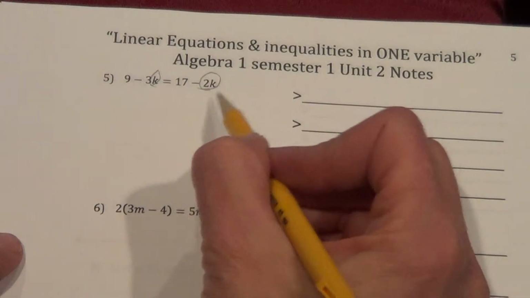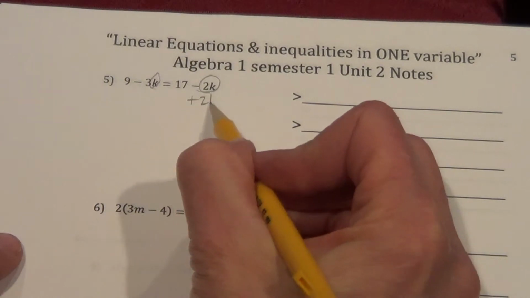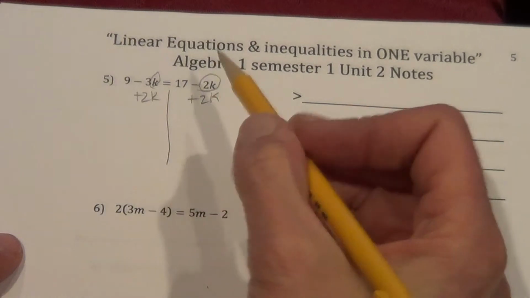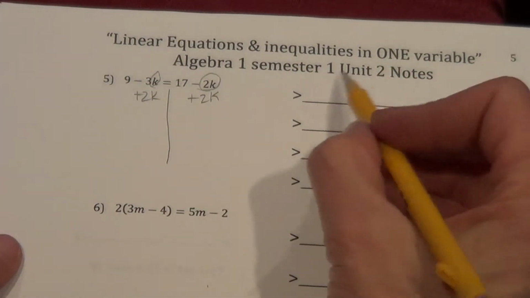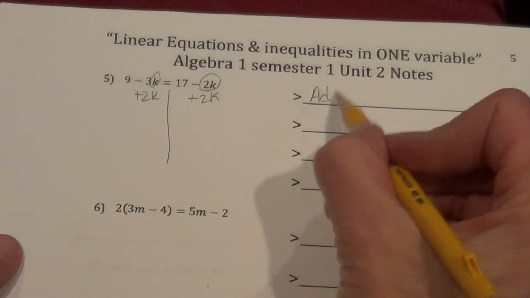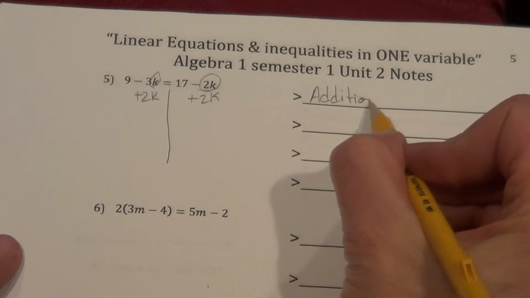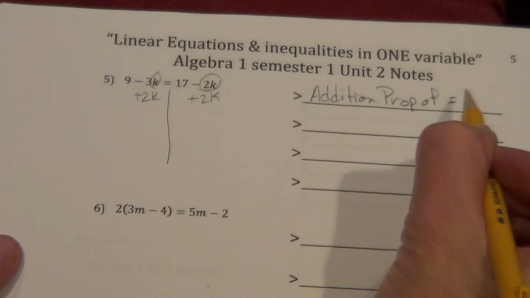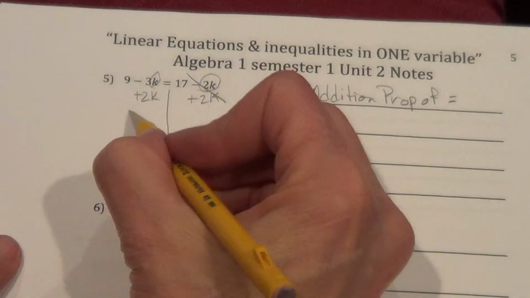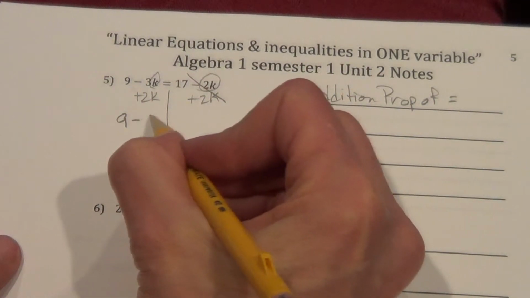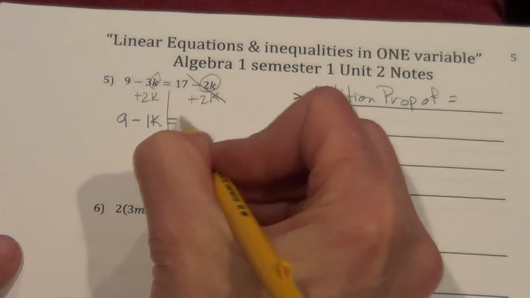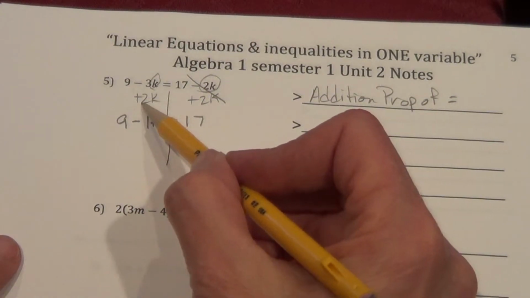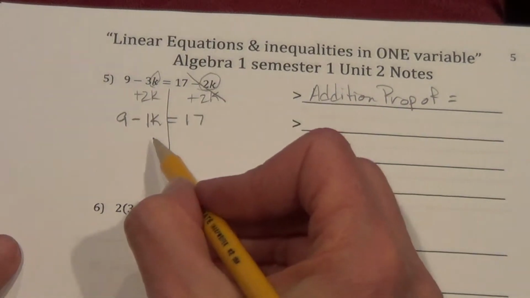So to get rid of this minus 2k, we would add 2k to each side. So our first property here, we're adding on each side of the equality, so it's an addition property of equality. That wipes out. We get 9 minus 1k equals 17, because a negative 3 and a positive 2 make a negative 1.